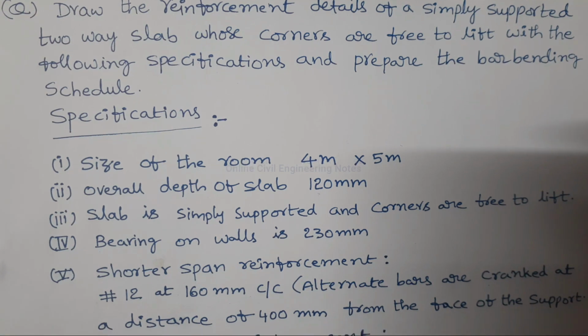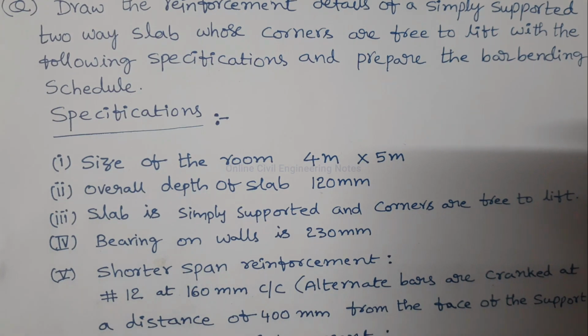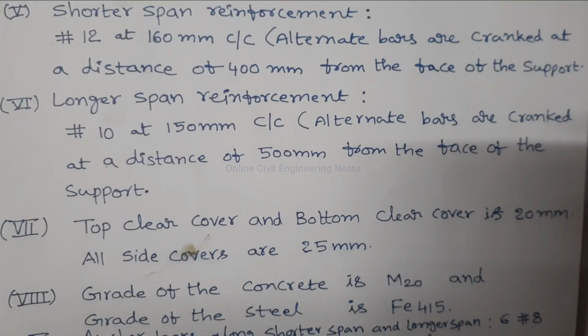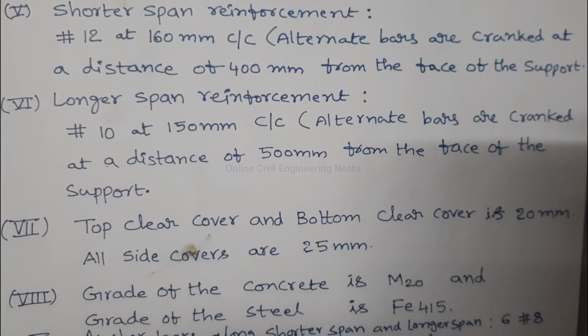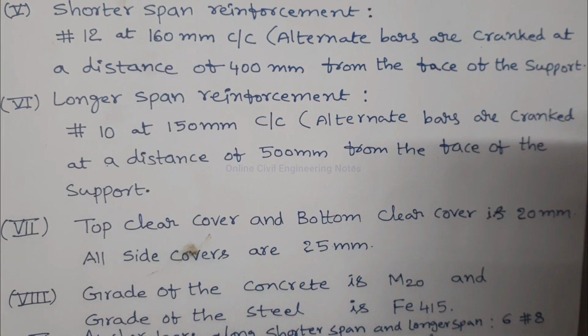Number 5. Shorter span reinforcement. 12 mm dia at 160 mm center to center. Alternate bars are cranked at a distance of 400 mm from the face of the support. Next one. Longer span reinforcement. 10 mm dia at 150 mm center to center. Alternate bars are cranked at a distance of 500 mm from the face of the support.